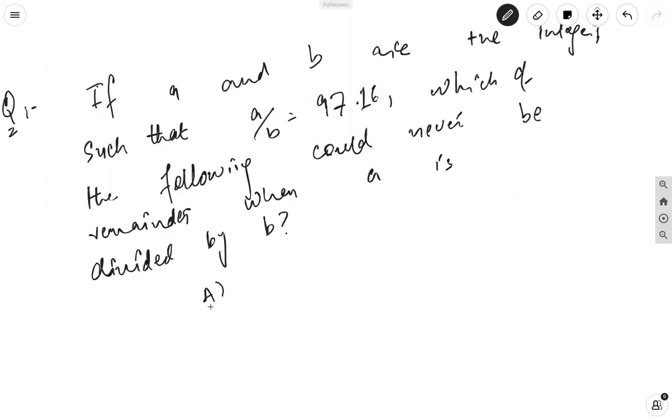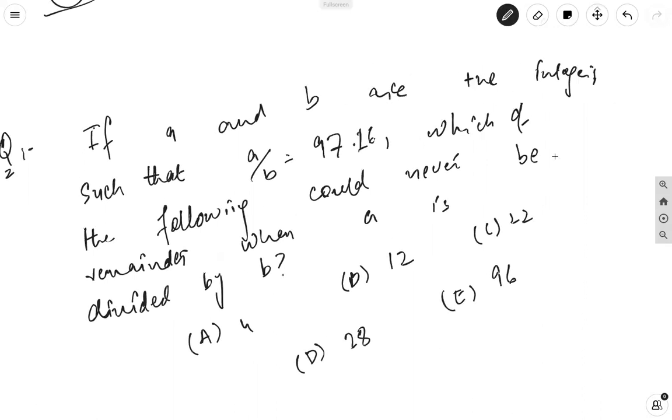The options are 4, 12, 22, 28, and E is 96. So you have just 1.5 minutes to solve this question. Can you repeat the question again? If A and B are positive integers such that A divided by B is equal to 97.16, which of the following could never be a remainder when A is divided by B?